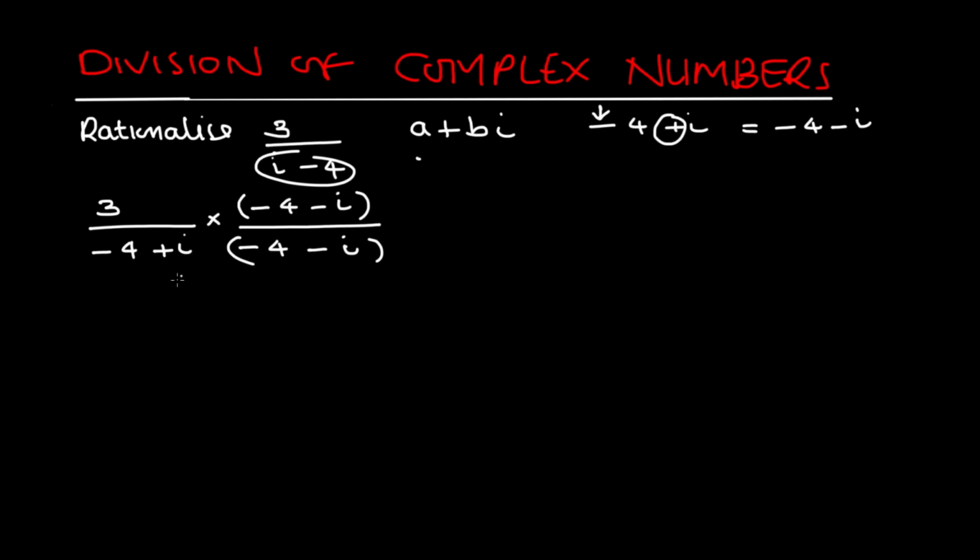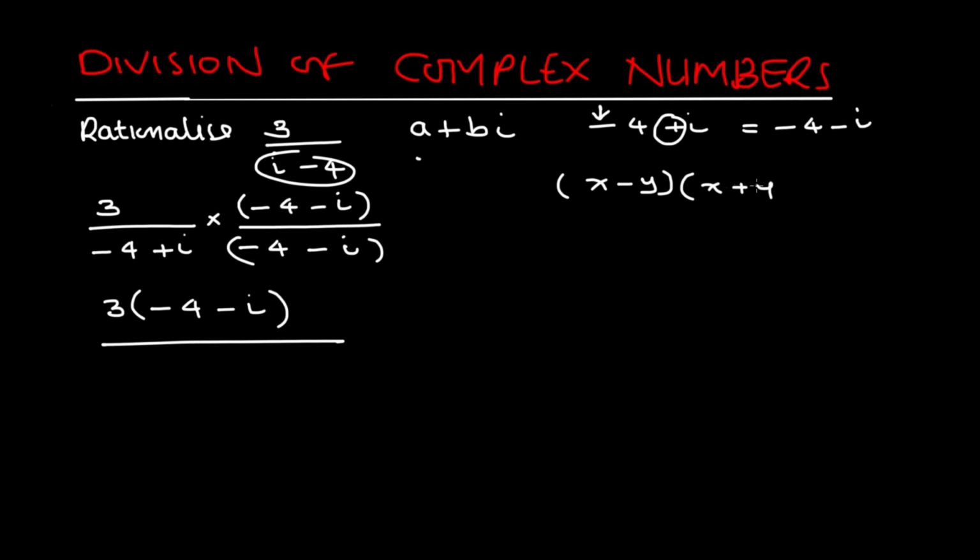So now I simplify this. I can put a 3 here, and then I multiply, like that, retaining my contents there. And then here I can now expand this. Remember, we go back to our same concept. If I expand this, I need to get x squared minus y squared.